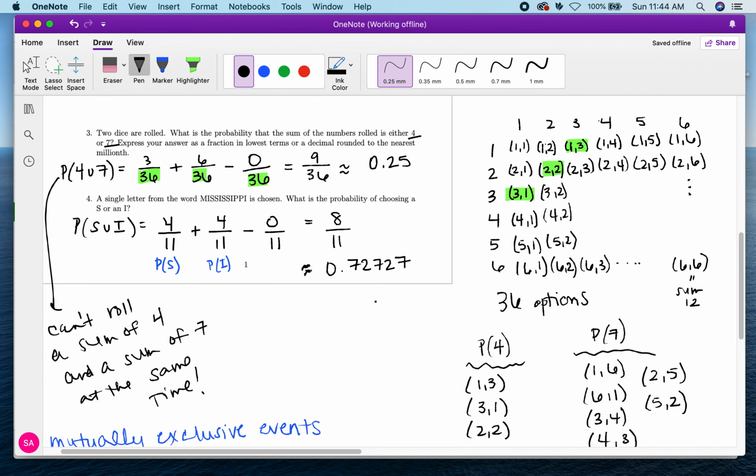All right, so that is the addition rule of probability when we're trying to find the probability of either event A or event B happening. In the next video, we'll talk about conditional probability.